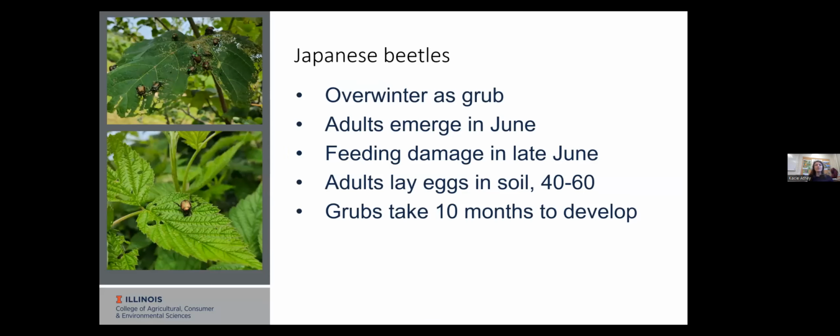And so you're going to have those adults emerging in June, and you're going to get your damage in late June. And the grubs, the immature stage, live in the soil. So it can be a lawn pest, but as far as from the apple production side, you're not really worried about that quite as much. You're really worried about those adults that are in your orchard.